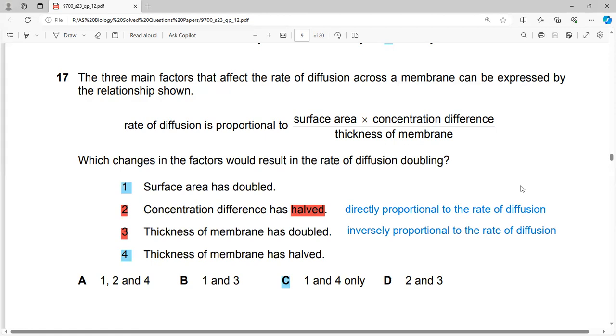So next we have the thickness of the membrane has halved. If the thickness of the membrane is reduced to half, the rate of diffusion will become double. Why? Because it is an inversely proportional relationship. So in this way, options 1 and 4 are correct here. So C is our correct option for this.